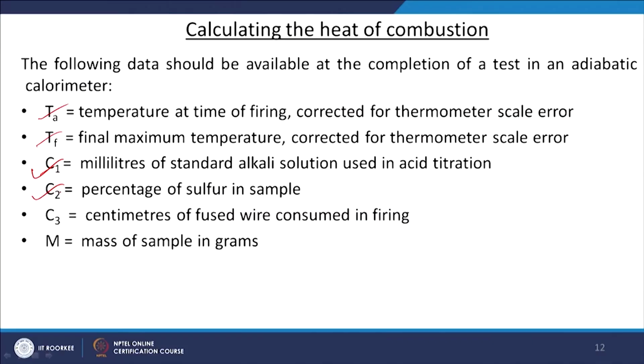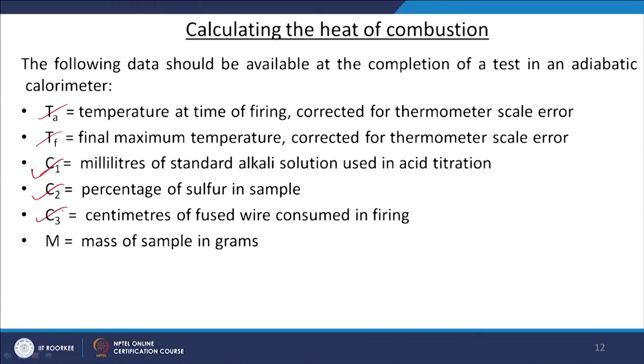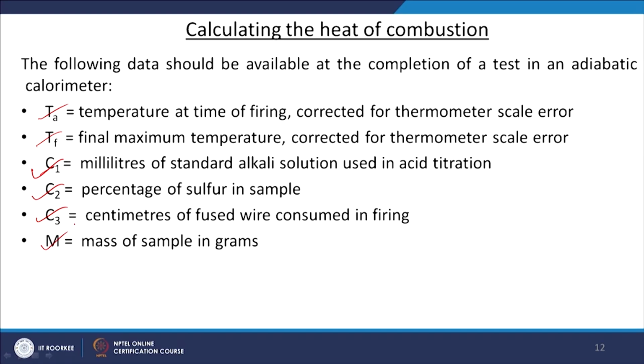Then we can get the percentage of sulfur in the sample, that we should have some idea about from the elemental analysis of the sample. And then what is the length of the wire which was fused during this process, that we have to determine. Initially we take 10 centimeter, then after this process how much is left, that we measure. So, the balance is used, we assume. So, this value we get, and the mass of sample, how much sample we have taken, that also is known to us now. So, on the basis of this information we can proceed further to determine the heating value of it.